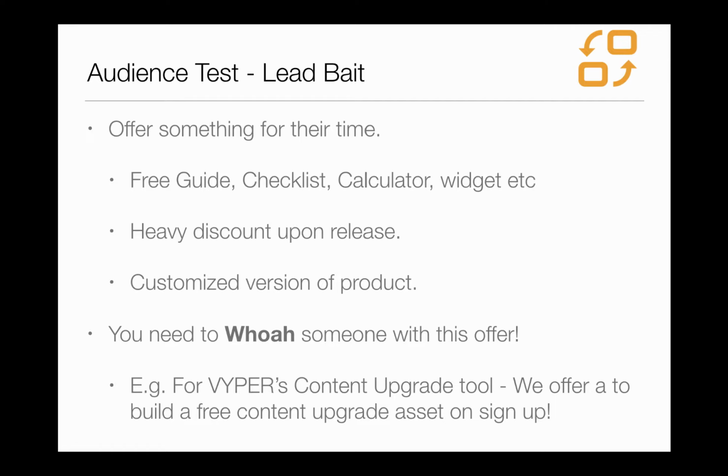So a few things: guides, checklists, calculators, and widgets. They are all good content. They are all good bonuses or lead bait to get someone to fill out your survey. The other thing you can do is heavily incentivize discounts.